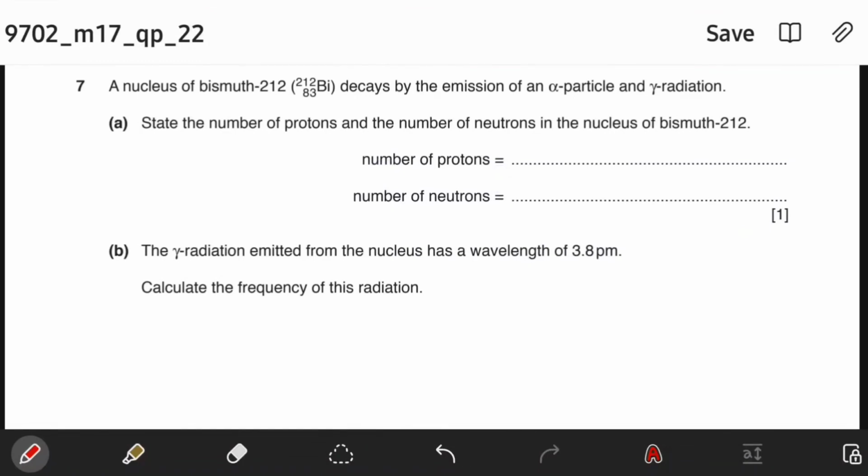A nucleus of bismuth 212 decays by the emission of an alpha particle and gamma radiation. State the number of protons and the number of neutrons in the nucleus of this. Okay, so the number of protons is 83, and the number of neutrons is 212 minus 83, which would be giving us 129.